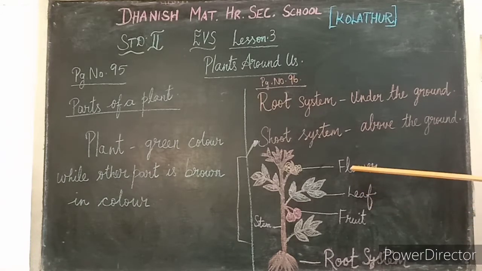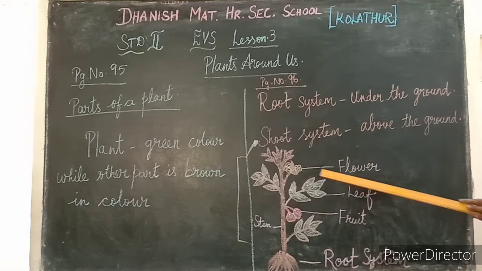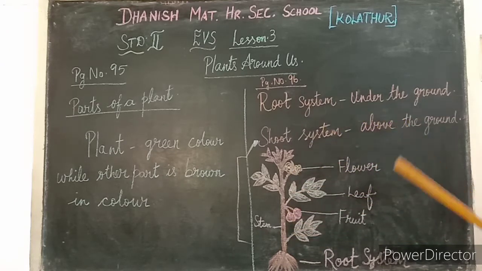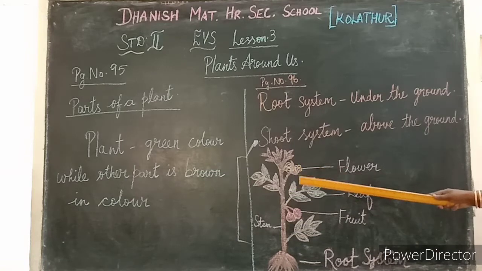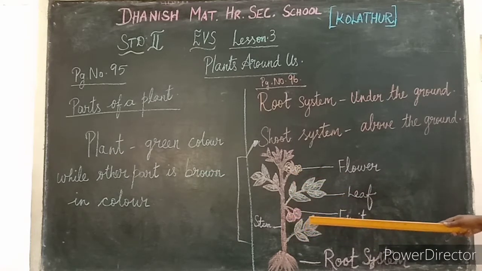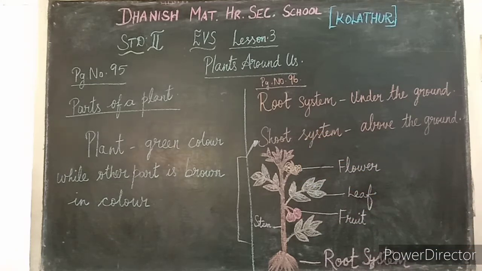Here, what are all the things you can see in the plant? First the root system, that is roots. Here this is the stem, this is the fruit, this is the leaf and this is the flower. From the root you can see the stem, and from the stem you can see leaves, fruits, flowers. So first root, then stem, then leaf, then flower, then you can get a fruit. Okay children, you have to read this on page number 96.